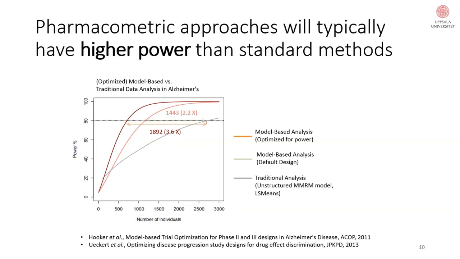This is from an example Alzheimer's study where we demonstrated that if you ran this study in a specific situation with a standard analysis method, in this case an unstructured MMRM model, you would need 2,500 individuals. If you use a pharmacometrics model and then also optimize the study for that model, you could reduce the number of individuals down to about 500. So you could get a massive increase in power, so decrease the number of individuals, by using a pharmacometrics approach. And this is something that you can see in a number of different publications and a number of different systems.